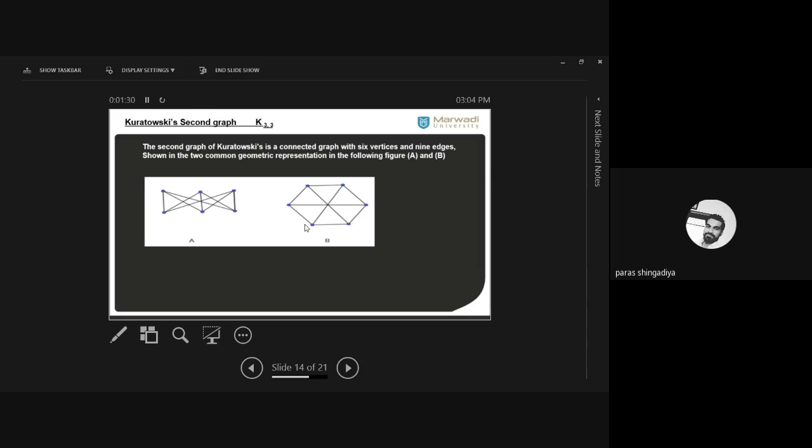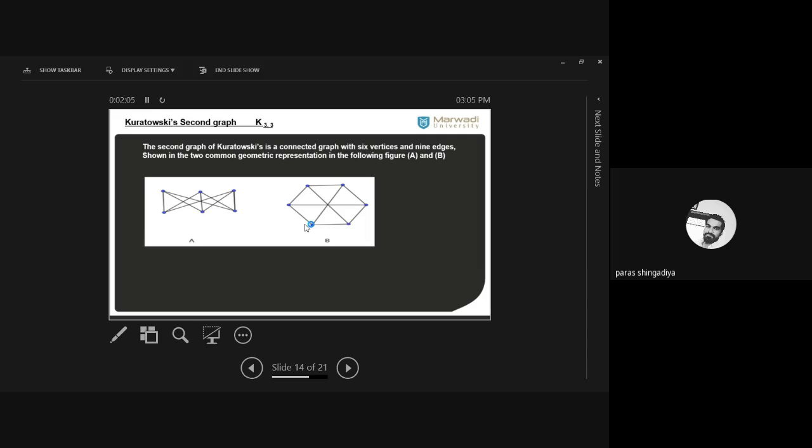Why is the isomorphic concept required here? Because we will verify whether this graph is planar or not, using the second graph in place of A. Why do we consider the second graph and not the first one? Clear? Because both are the shape of K33. Both have 6 vertices. This has 6 vertices and 9 edges, and this also contains 9 edges. But they are isomorphic graphs, so we can use this one in place of A.